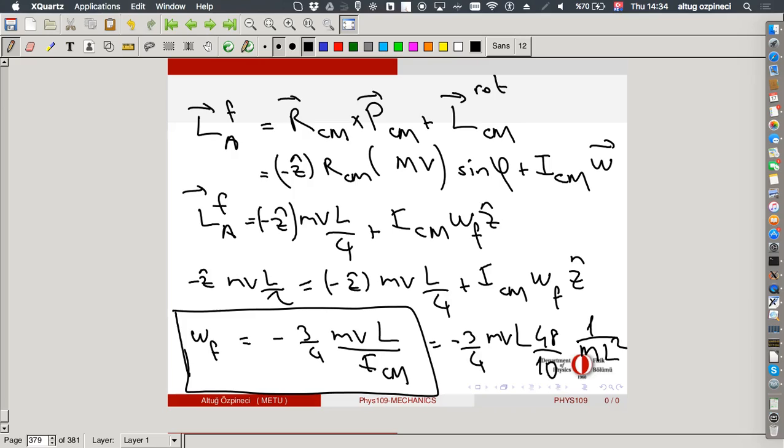Now we are done because we have expressed everything in terms of the given parameters. Of course, you can simplify this: 4 and 48 will give me 12. 18 over 5, V over L.